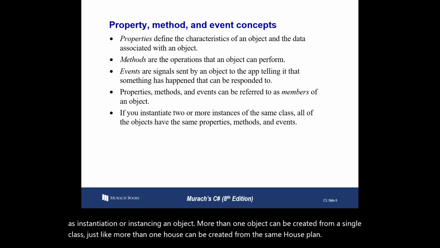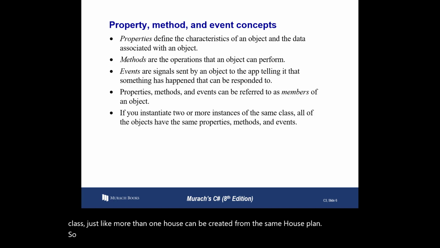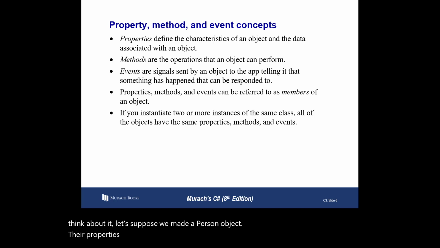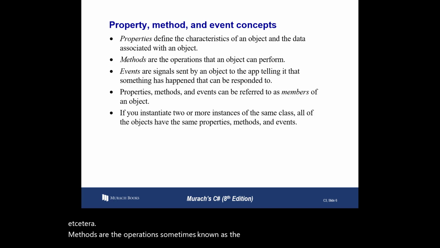Properties are the characteristics of an object and the data associated with an object. Let's suppose we made a person object. Their properties would be things like their height, their weight, their eye color, their hair color, etc. Methods are the operations, sometimes known as the behaviors, that an object can perform.